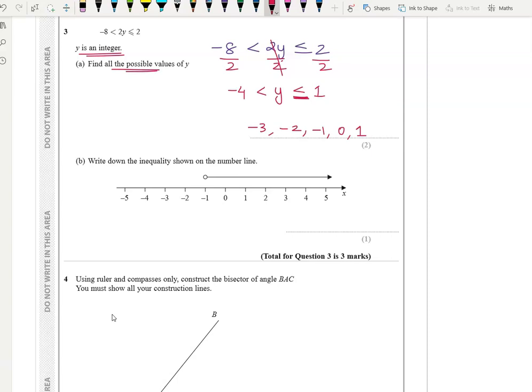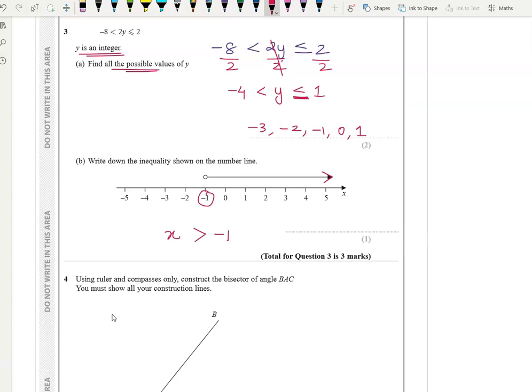Part B. Write down the inequality shown on the number line. So your number line here, the inequality shown, it starts from -1 and it is moving towards the right. So we will write here, start with the variable x and -1. Since it is going towards the right, it will be all greater values. That sign you can pick up from here. So it is greater than -1.